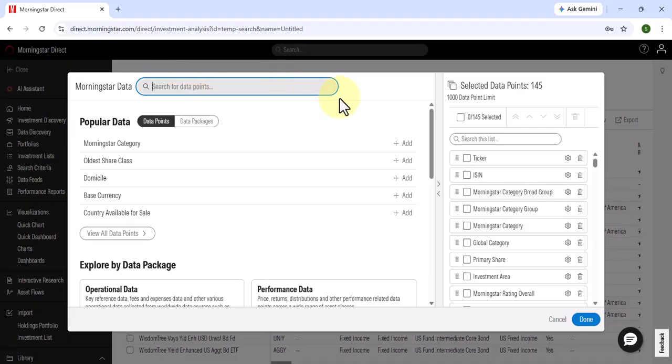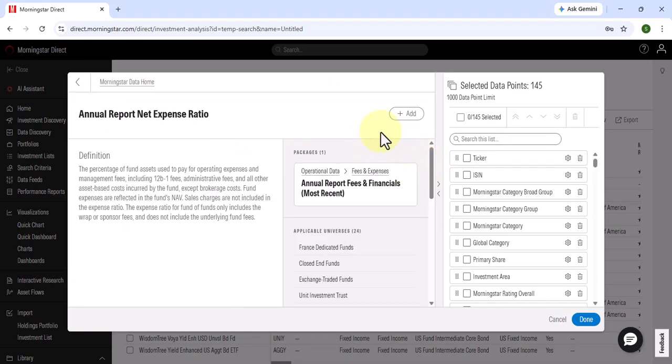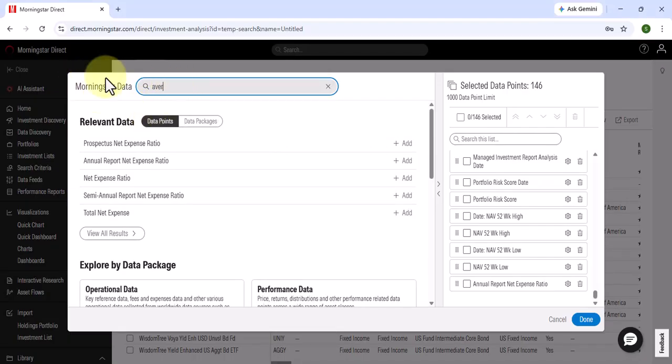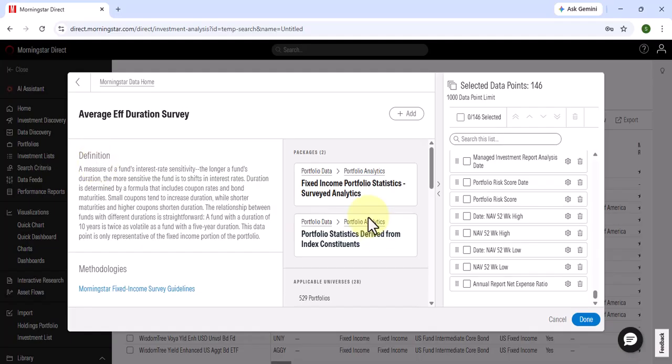Again, my first one was that net expense ratio. So it's the annual report net expense ratio. I want to add that. My second one was the effective duration, and the variable I'm looking at here is the average effective duration survey. So I have average effective duration survey. The next one was the SEC yield.